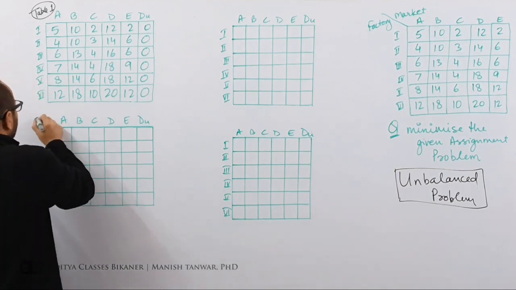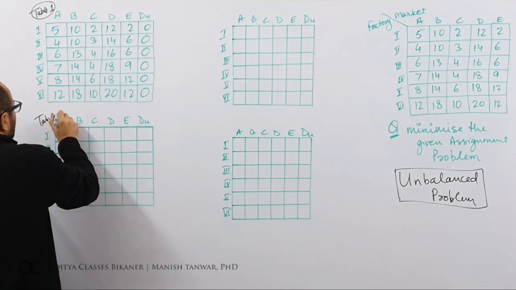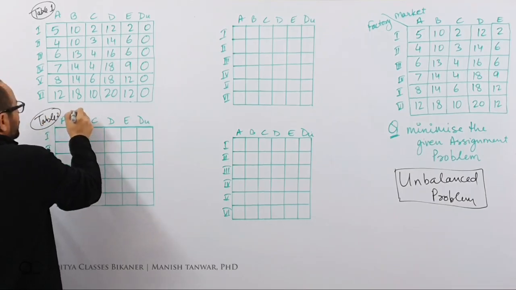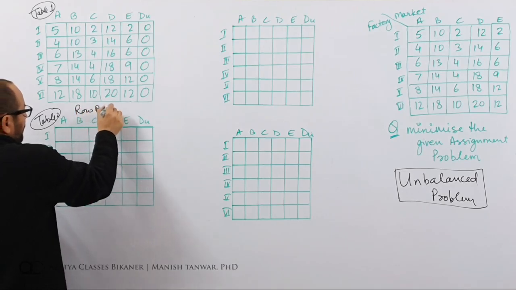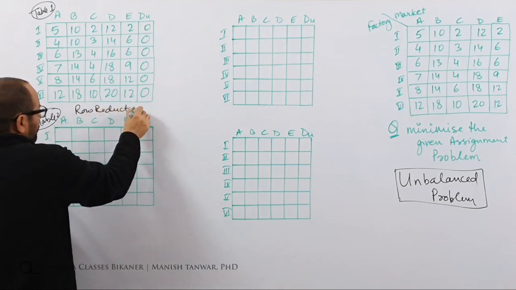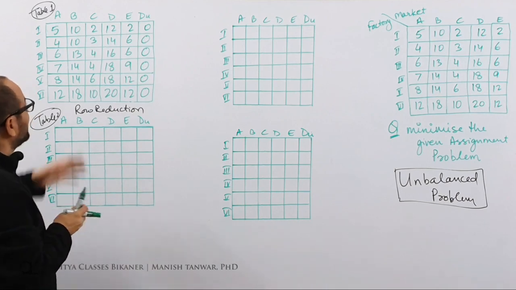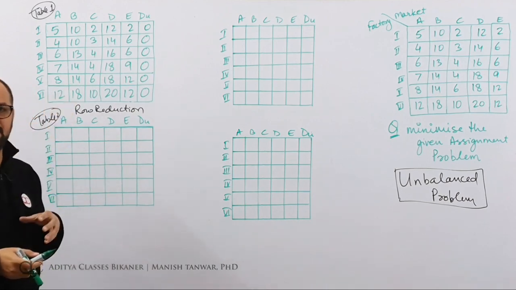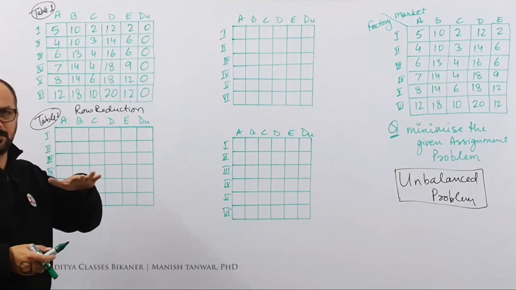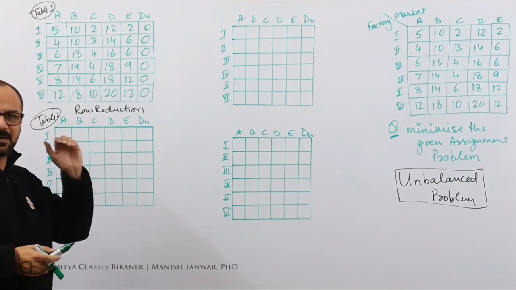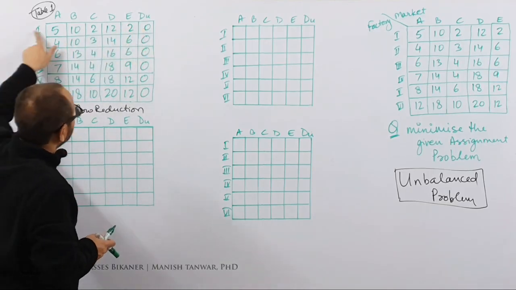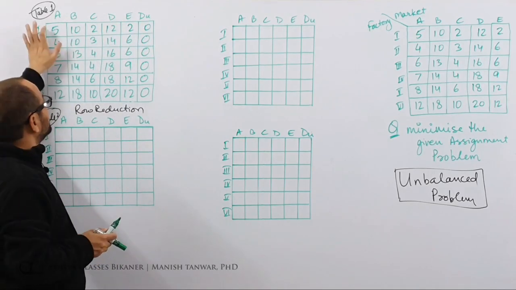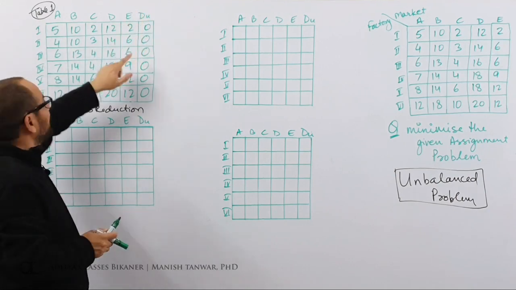This would be my table 2, where I'll be going for row reduction. But if you have a look at table 1, what is the purpose of row reduction? To have a 0 in each row. We select the minimum value and subtract it from each element in row. You select the 0, subtract it from all elements. They'll remain same, 5, 10, 2, 12, 2.